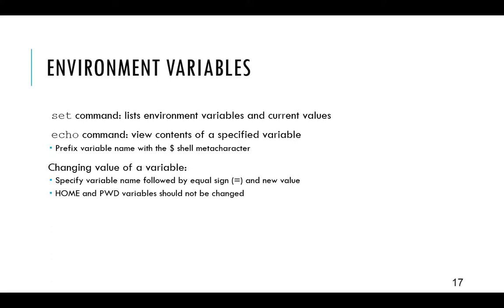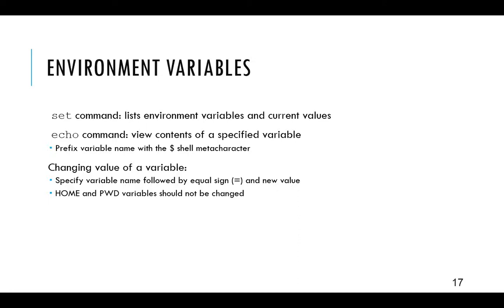How do we do it? Well, we use set. I'm going to set something to do something. All right? Set lists environment variables and current values so that you can go in and change them if you want to. The echo command is just an output to the terminal. So when you're running a script and you say echo whatever this command is, it's going to print out everything that runs in that batch file or whatever you had running.